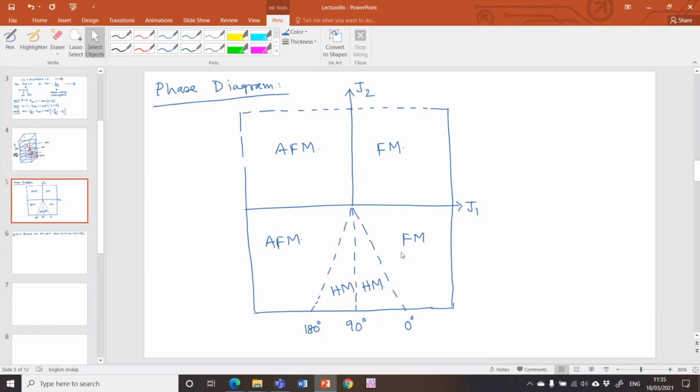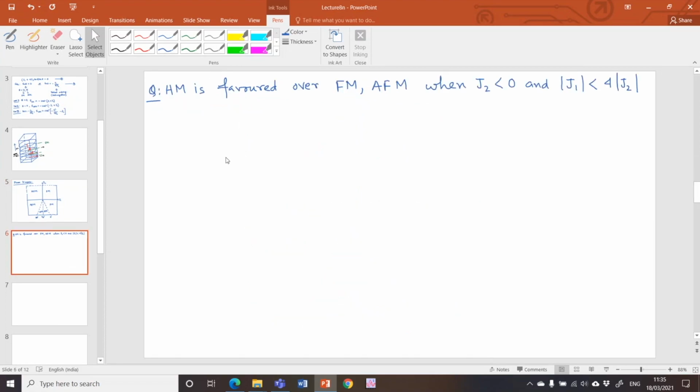So that will tell you basically which quadrant will have ferromagnetism, which quadrant will have antiferromagnetism, things like that. So maybe you can try it as an exercise. But let's say first you try this, then maybe you can do that.